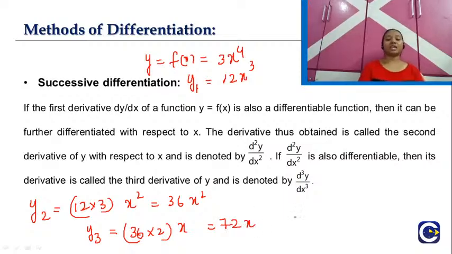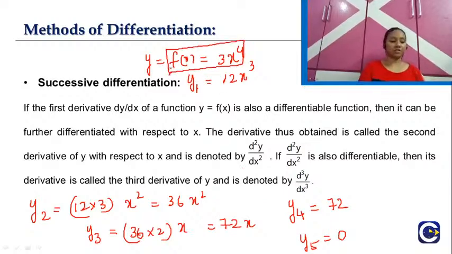Here again I am having an x term, so I can do it one more time. So y4 is equal to 72. So if I want to do the y5, then the differentiation will be 0. Which means for this given function f of x, that is 3 into x power 4, my first derivative is nothing but 12x cube, my second derivative is 36x square, my third derivative is 72x, my fourth derivative is 72, and my fifth derivative is 0. So I can't do further. If I do further, all the derivatives next will be zeros only, because 0 is a constant. Right.